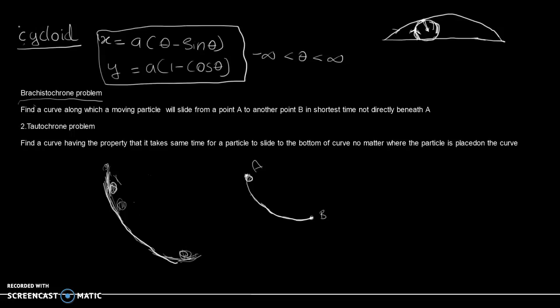Right. Next, also one more thing we have to notice: what path minimizes the total travel time in the brachistochrone problem? The answer is the cycloid path. The cycloid path is the answer for these two problems. This is a cycloid path.